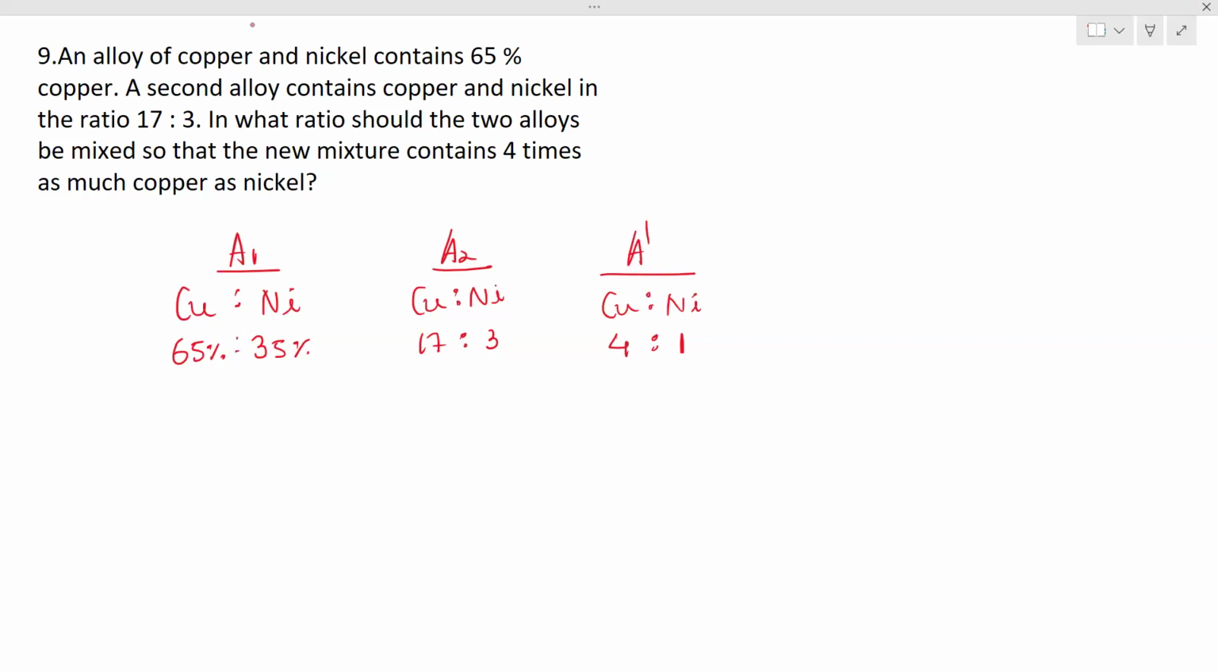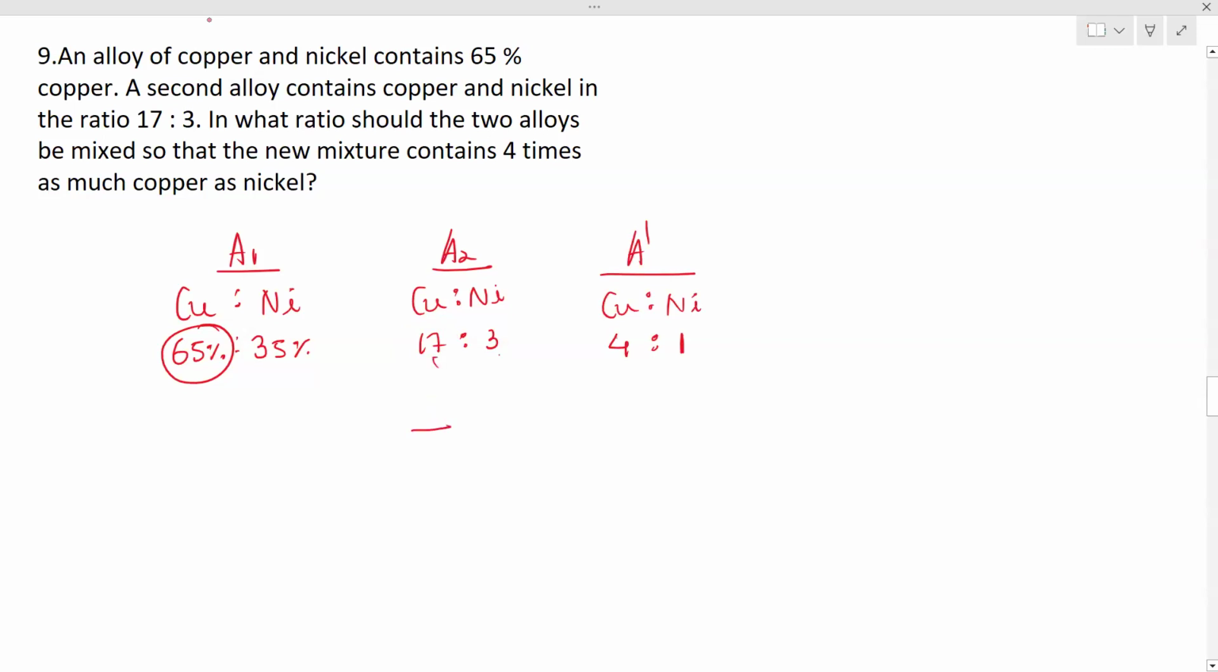Listen to me. Always, what did I tell you? We always compare similar terms, right? Similar terms. Now, let's say compare copper. What do I have here? Copper. Copper, how much percentage? 65. What is the copper percentage here? It is 17 parts out of a total of how many parts? If the ratio is given as 17 is to 3, you guys tell me it is how much in terms of percentage.